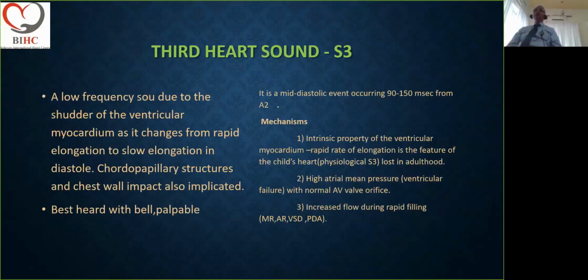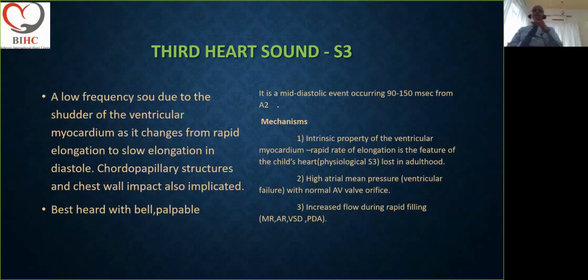After S1 and S2, we are moving to S3. S3 is a low frequency sound, sorry for that incomplete spelling, due to the shudder of the ventricular myocardium. And when does the ventricular myocardium shudder? As it changes from the rapid elongation, or the rapid relaxation, to the slow elongation in diastole.